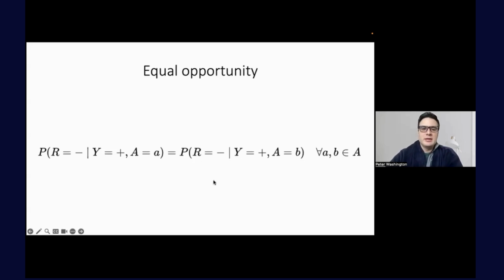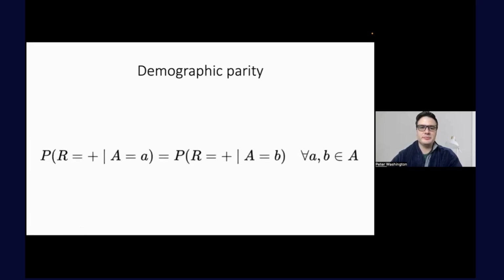Another one is called equal opportunity. So the definition here is that the probability that we predict no cancer, given that the outcome is cancer, and it's a light skin tone should be equal to the probability that we predict no cancer, given that the true label is cancer and it's a darker skin tone. So a more specific definition than equalized odds.